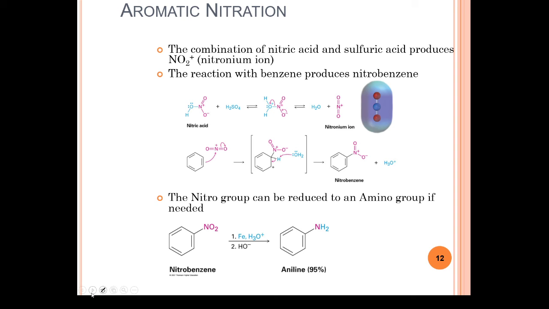And this is showing exactly how it works. One key I want to point out down here, which is going to be important when we do amines, is that with nitrobenzene, once we make it, we can essentially reduce it to form an amino group and make aniline. That's going to be important in how we connect organic chemistry to biochemistry, reducing nitros to amine groups.